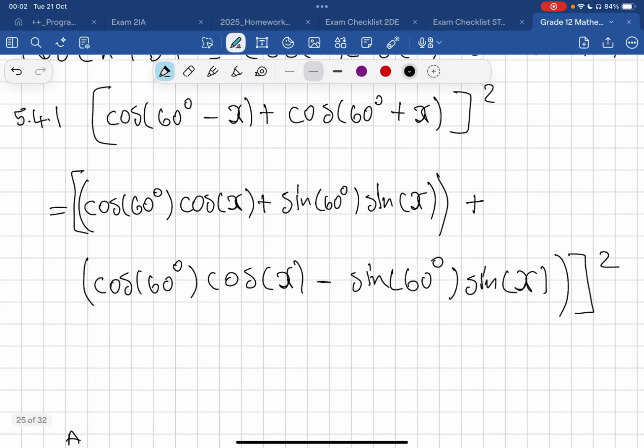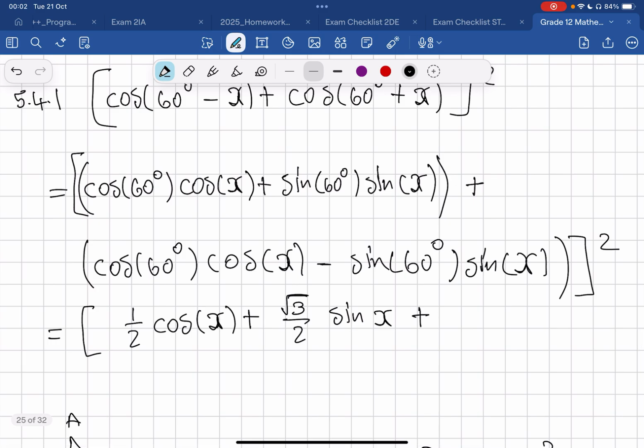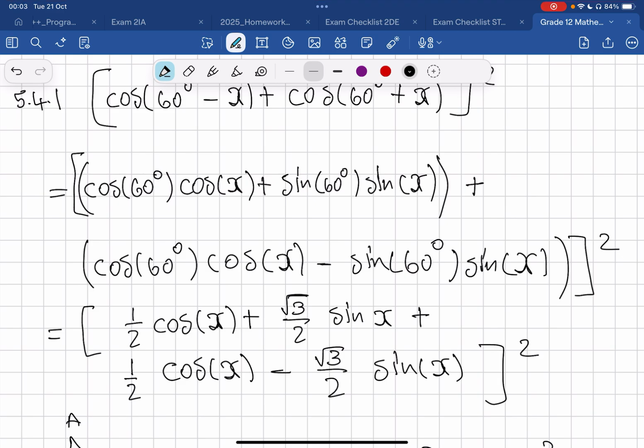So now we're able to evaluate what's inside the bracket. This is going to be a half cos x plus root 3 over 2 sin x, plus, now when I evaluate this, a half cos x minus root 3 over 2 sin x. And we want to square the whole thing.